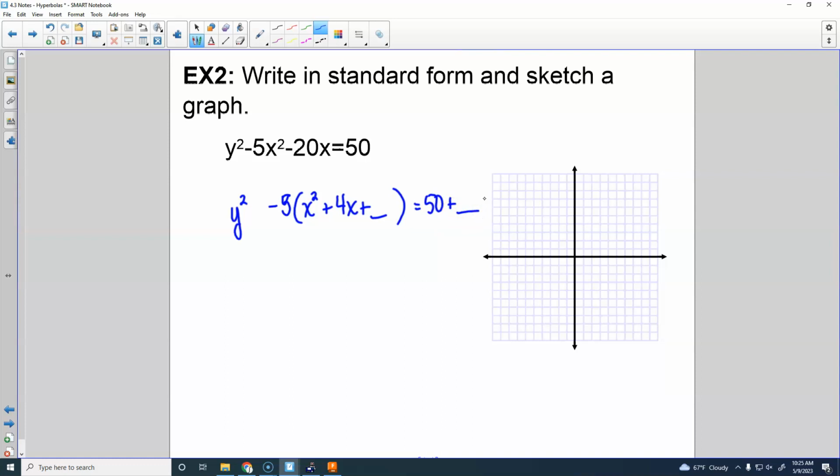So we're not completing the square for the y because it did not have a y term. It's just got a y squared. So we just leave this alone. We got minus 5 times, we're going to do x plus 2 squared. And then 2 squared is 4, so we put a 4 here. What number should we put on the other side? Minus 20. So this is going to be equal to 30.